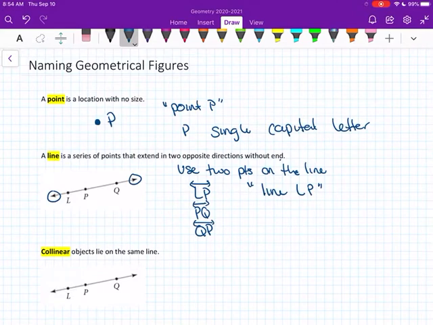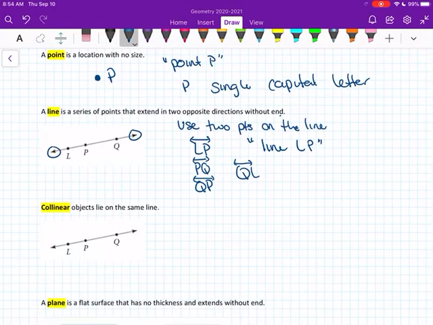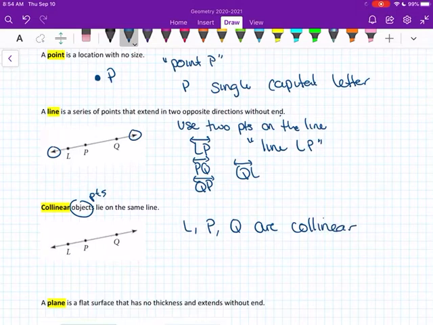And then what other 2 points haven't I used? I have not used L and Q, so I could do QL if I wanted to. So there's a whole bunch of different ways to name a line. If you only know 2 points on it, then there's only 2 ways, right? If we only knew points L and P, we could say LP, or we could say line PL. Collinear objects lie on the same line. So when we say objects, really we mean points. There's nothing else that can be on a line. So in this one, we would say point L, point P, and Q are all on the same line because they are collinear.